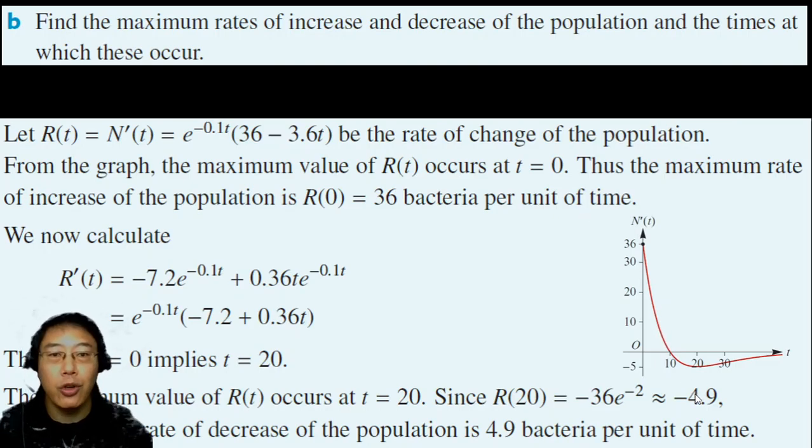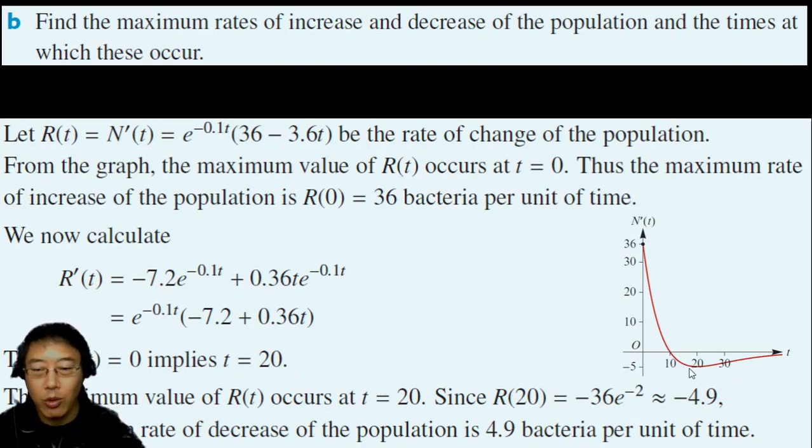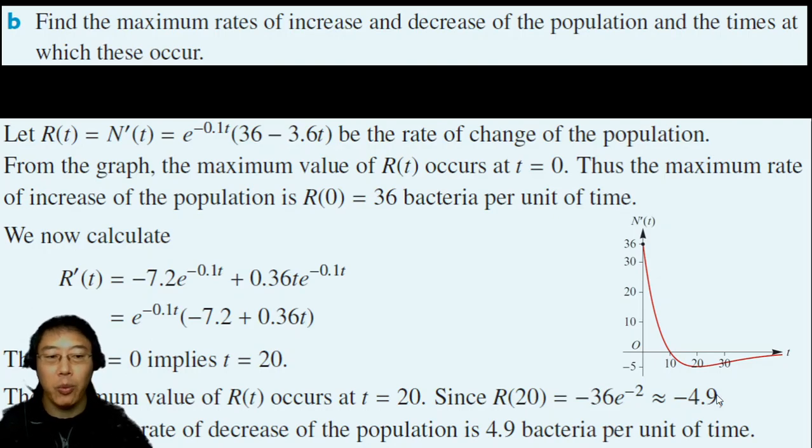Now we want to determine that lowest value, the minimal rate of increase. To do that, it's a turning point on that function r. So we differentiate r and solve for t when we make it equal 0. That gives us t equals 20. We don't need to investigate if it's a minimum or maximum; you can see from the graph it's a lower value. So when you substitute t equals 20, r of 20, or n prime of 20, is approximately negative 4.9, which is bacteria per unit of time.